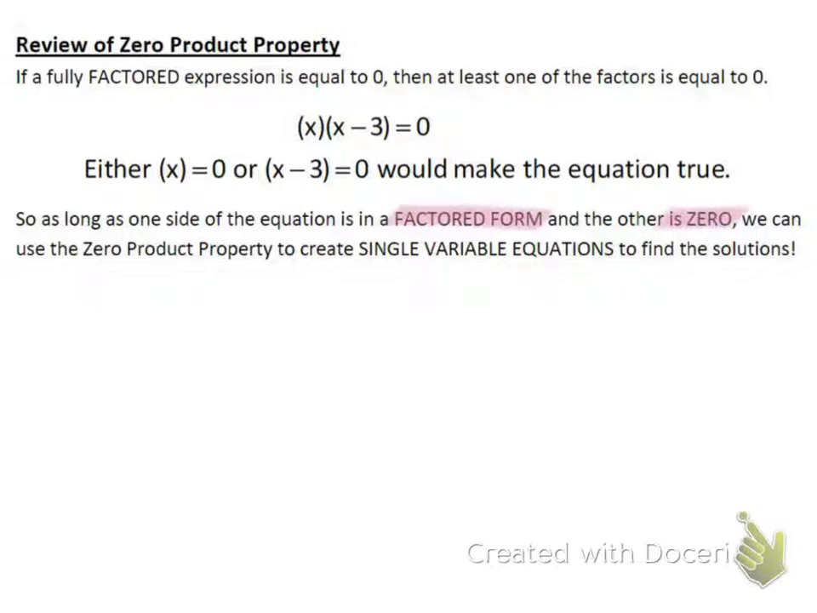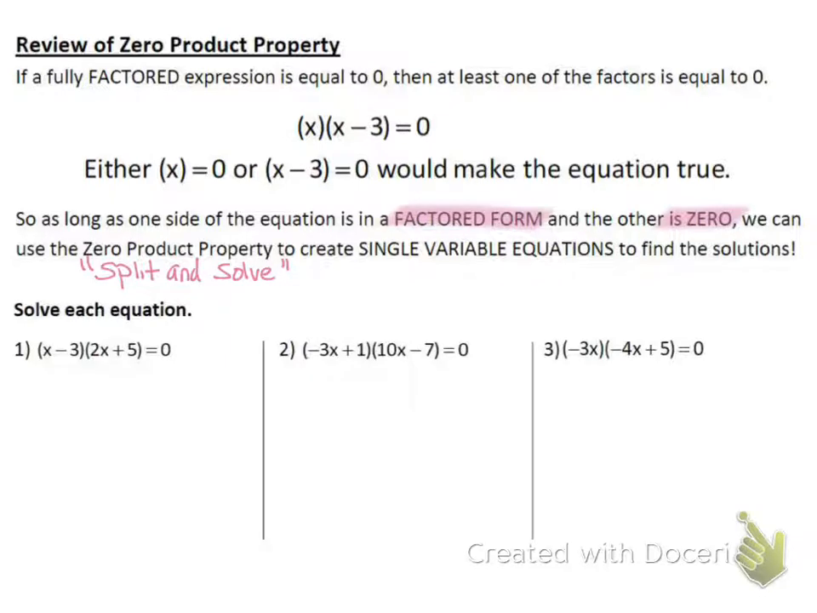The biggest thing is you must have these two things here. You have to be in factored form, and the other side of the equation has to be zero in order to be able to use the zero product property. Now, I like to think of the zero product property as split and solve, and let me show you an example of what this looks like.